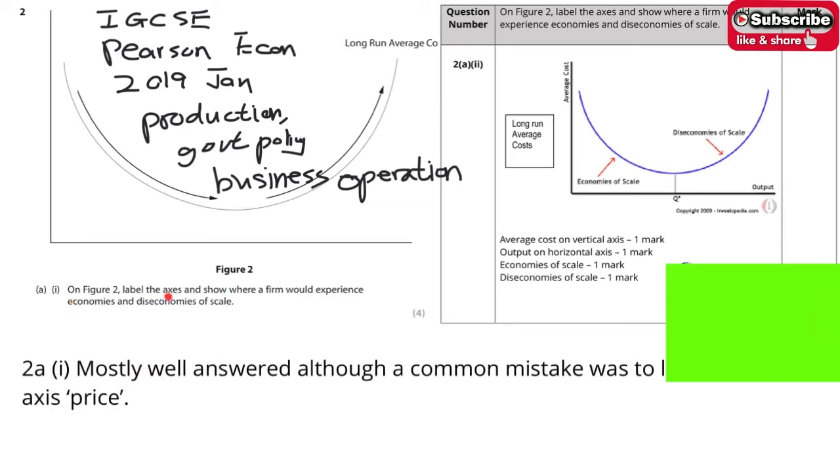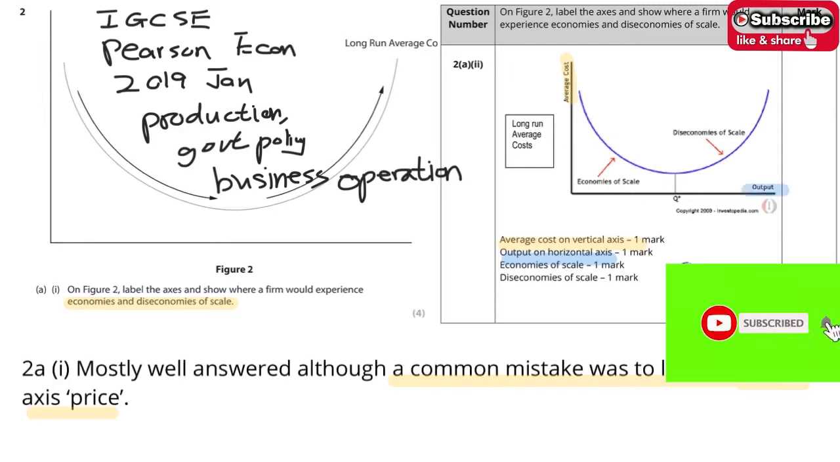We have to show the firm experienced economies and diseconomies of scale. These two concepts are about average cost. So please put down the average cost on the y-axis. However, there are some common mistakes where students label the vertical axis as price instead of average cost. So you have to be careful. Next, you have to put the output on the horizontal axis.